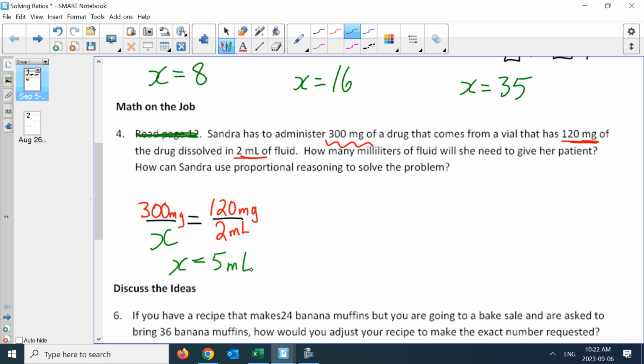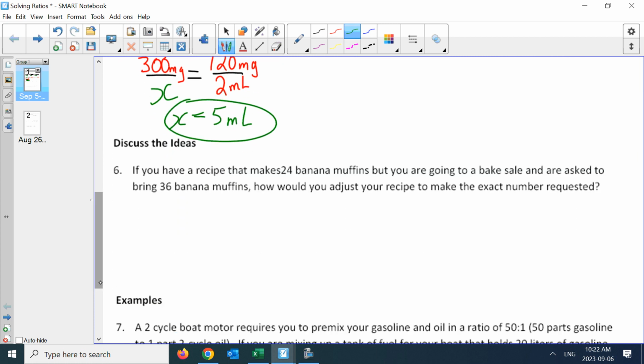I don't need a sentence with every problem. If you label milliliters, don't just put 5. Circle your final answer. There's not that much work here that, like, if there's half a page of work, definitely circle what you want for this. If it's this, I can cut down. Discuss this idea. There's nothing to discuss.